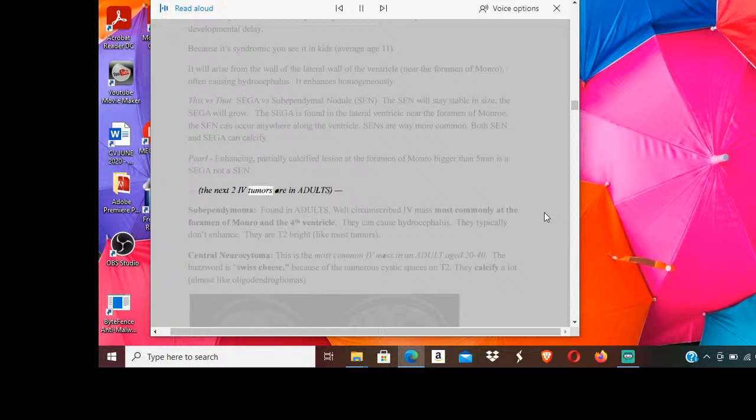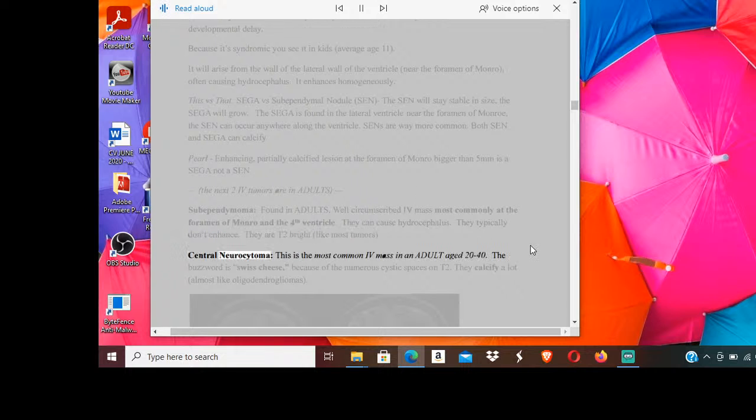The next two tumors are in adults. Subependymoma, found in adults. Well circumscribed mass, most commonly at the foramen of Monro and the fourth ventricle. They can cause hydrocephalus. They typically don't enhance. They are T2 bright, like most tumors.